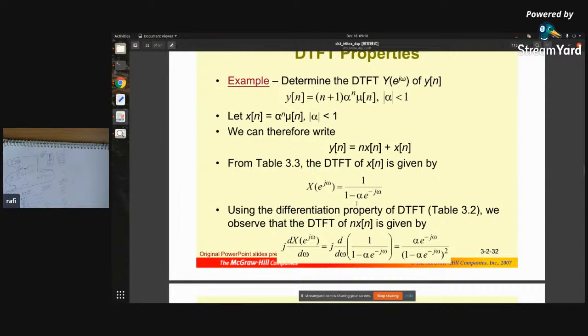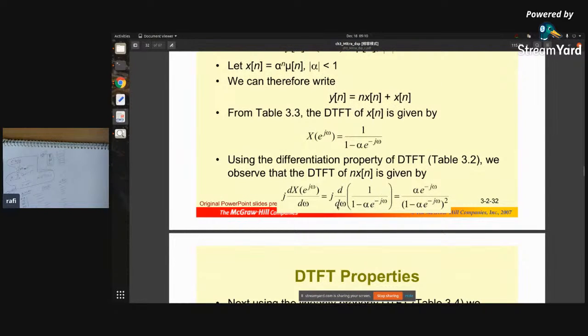So this is the DTFT of x, which is X of omega. If you want n into x of n, you differentiate this X of omega with respect to omega and multiply with j.